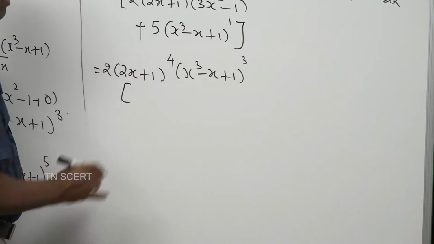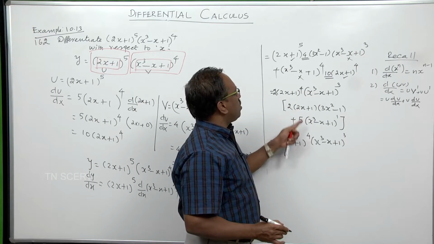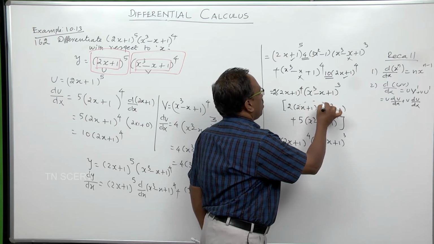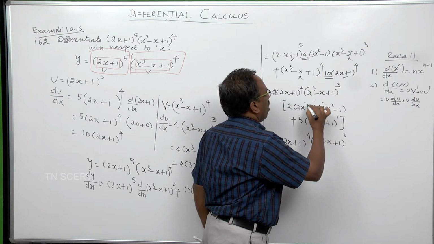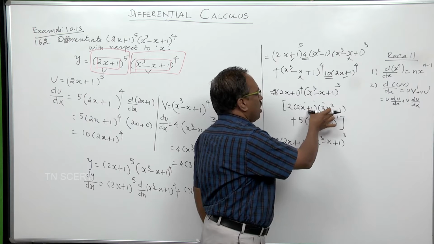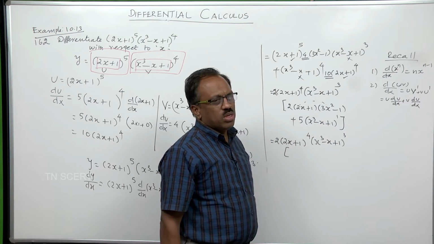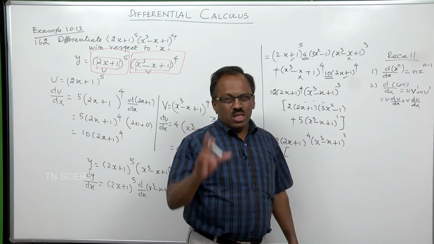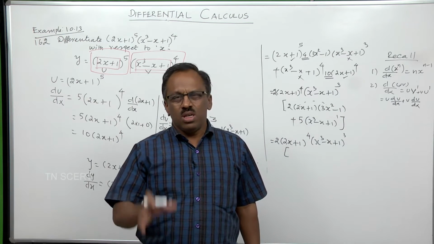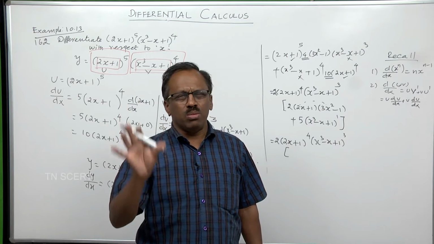Then we do the simplification. 2 into this and then 2 into that. So totally here 4 terms, here it is only 3 terms. So 4 plus 3, I should write 7 terms. After simplification you are going to get some terms.